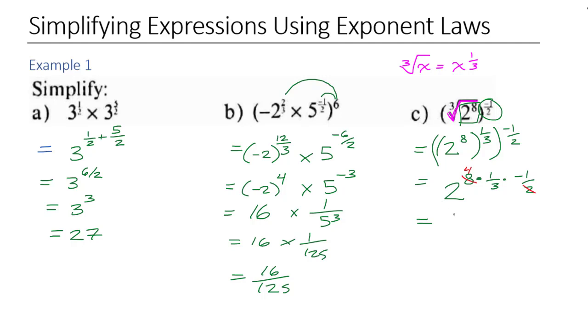So I end up with 2 to the -4 over 3. Now, this is not going to work out very nicely. This is going to be a decimal answer. So we could kind of stop there, or we could even write this.